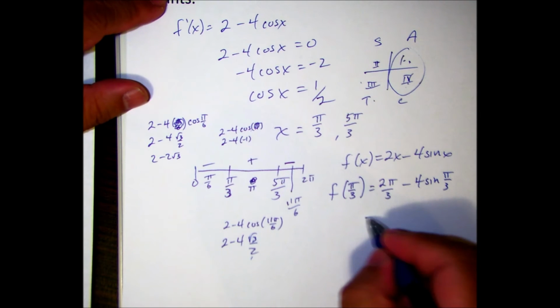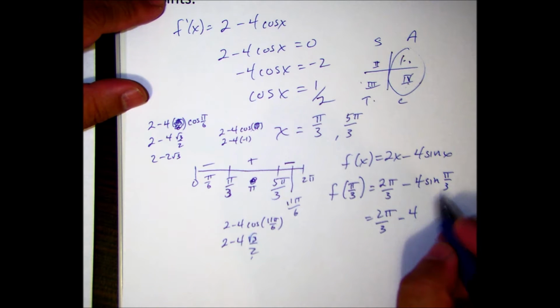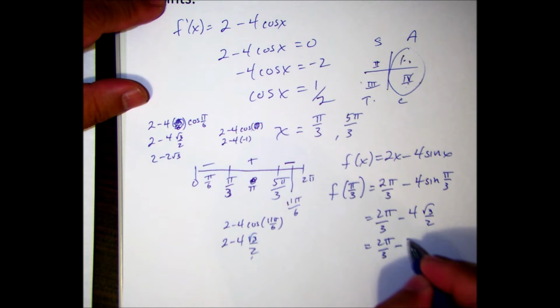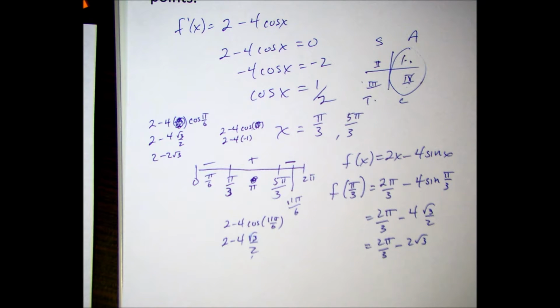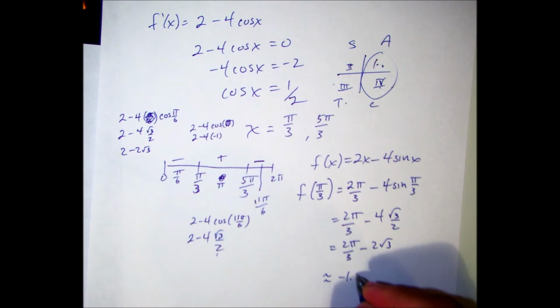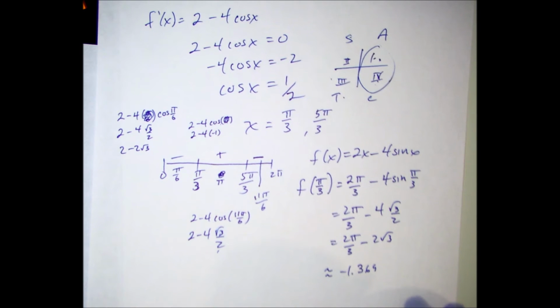Alright. 2 pi over 3 minus 4 times the sine of pi over 3. That's root 3 over 2. So it's 2 pi thirds minus 2 root 3. Now normally that's adequate, but we're graphing this, so I want a decimal approximation so I have something to plot. So I'm going to put this in the calculator. Negative 1.369.